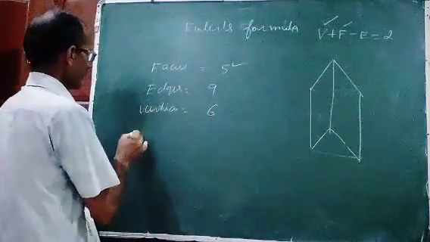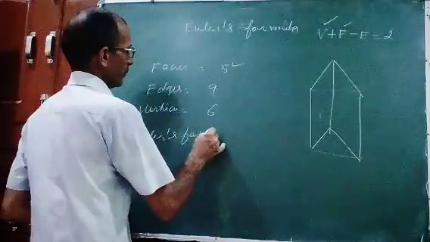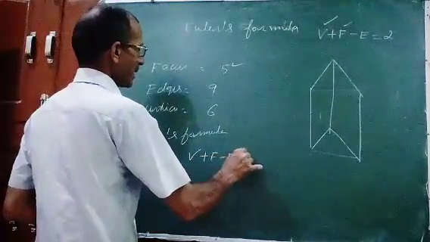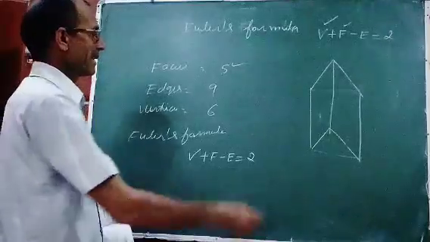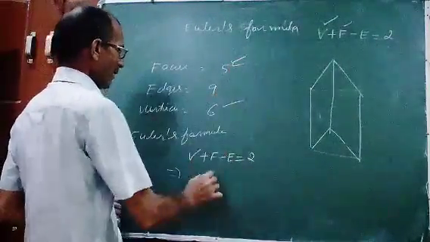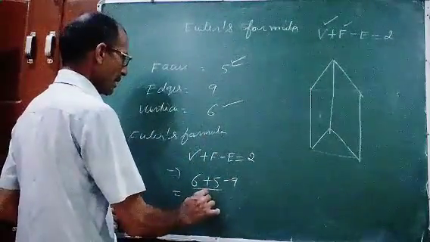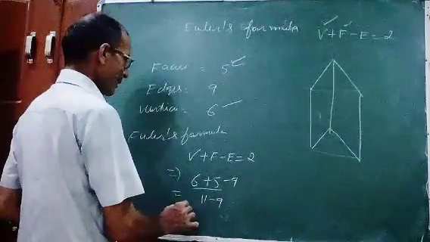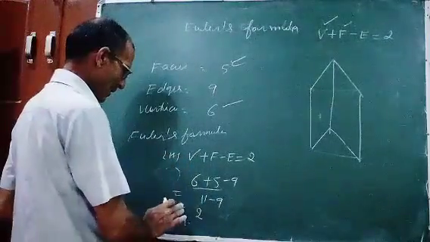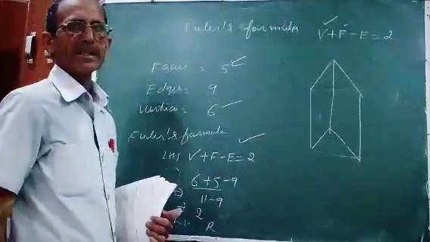So Euler's formula: V plus F minus E is equal to 2. How many vertices are there? Vertices are 6. How many faces are there? 5. How many edges are there? 9. So 6 plus 5 is 11, 11 minus 9, so it will be 2. So the left hand side is equal to the right hand side. You can write here left hand side. So Euler's formula is verified.